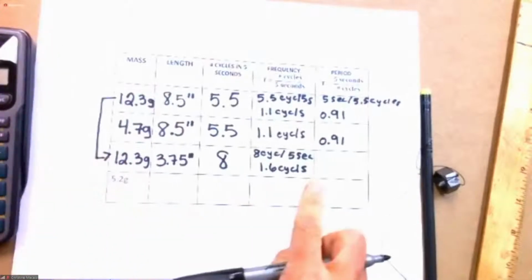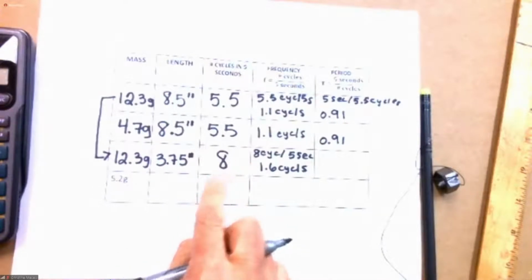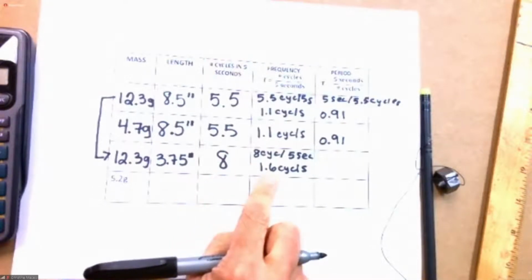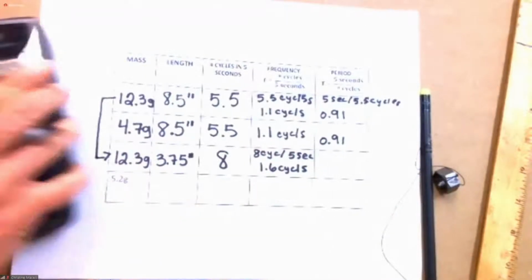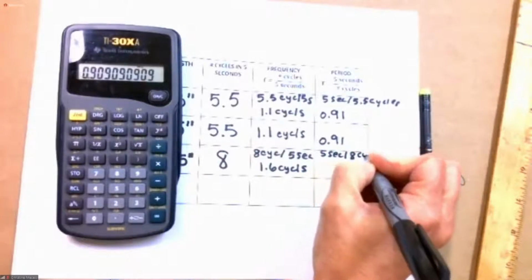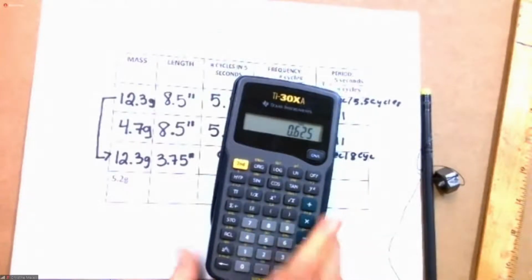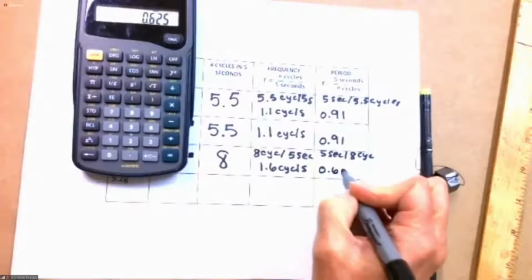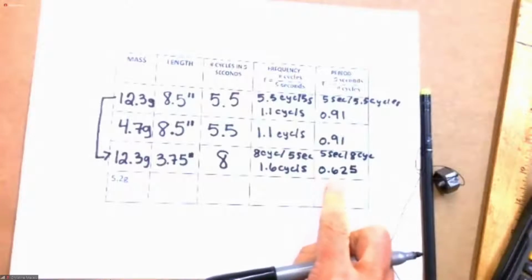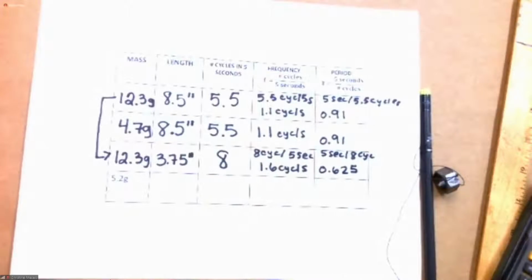For the third pendulum, which was the one with the large mass but the shorter string, when I got a different number of cycles in 5 seconds, I actually do have to recalculate that. And what I have to do is do 5 seconds divided by 8 cycles. And again, you can use your calculator for that. And I get 0.6. So it takes much less time for 1 cycle of the shorter string than for 1 cycle of the longer string.